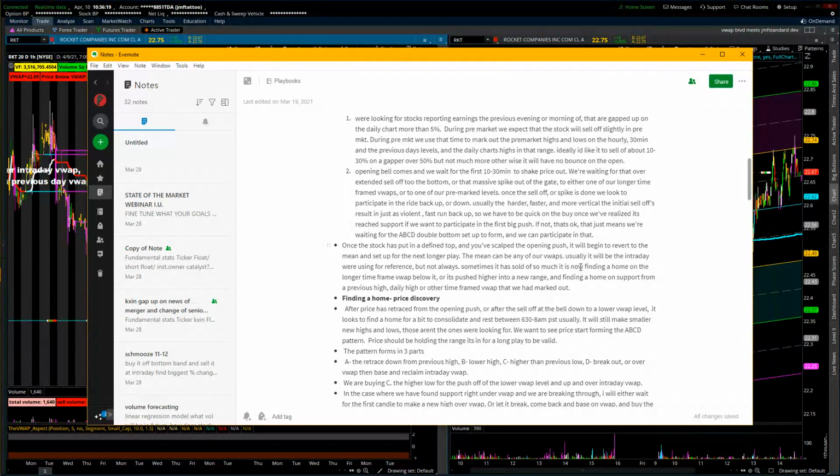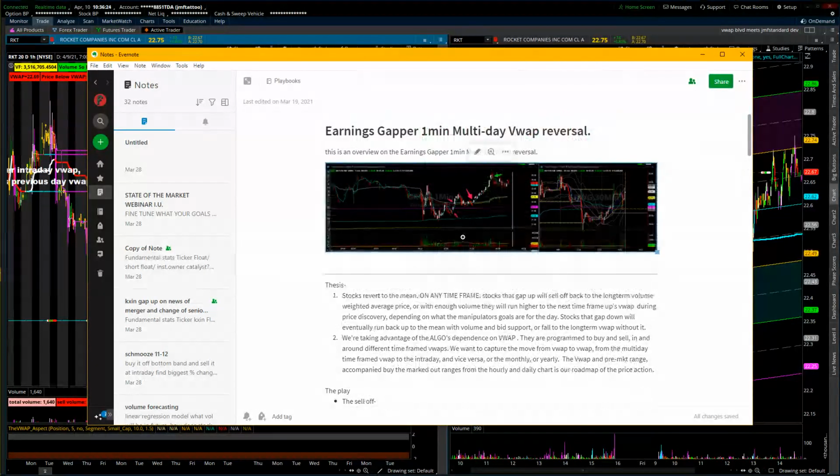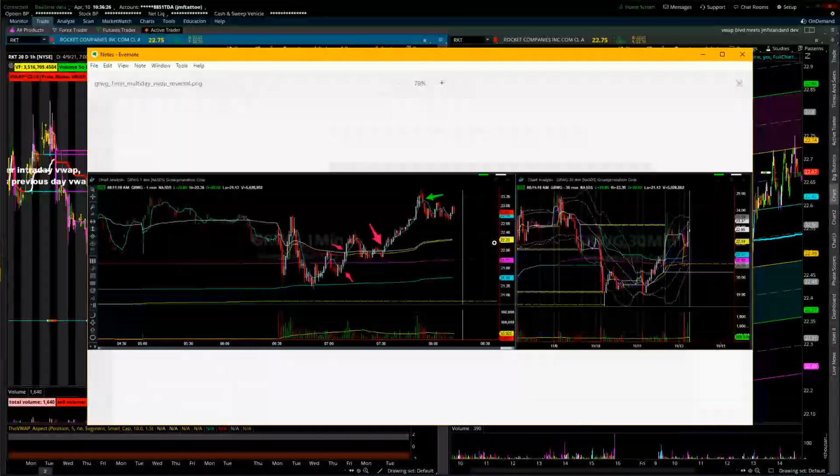How do I enter this trade? What am I looking for? On this specific setup, I'm looking for an ABC setup with a higher low, either above multi-day, off of a stock that has reported earnings and either gapped up or sold off. I'm looking for that sell-off off the bell, right? And between 9 and 11, I'm looking for an ABCD to build off of multi-day or intraday VWAP, looking for it to test VWAP or multi-day, pull back, put in a higher low. I want to start right there.